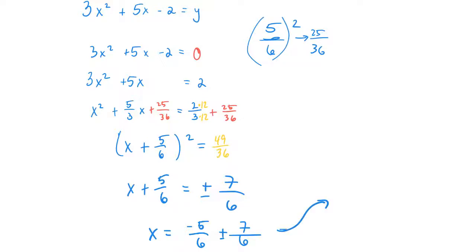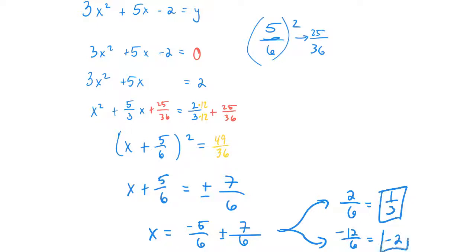That gives me an answer, or answers, of negative 5 plus 7 all over 6, which is going to be 2/6, or 1/3. And the other answer would be negative 5 minus 7, that would be negative 12 over 6, which is negative 2. So this original statement could have been factored into 3x minus 1 and x plus 2. And if you don't believe me, go ahead and solve those factors.